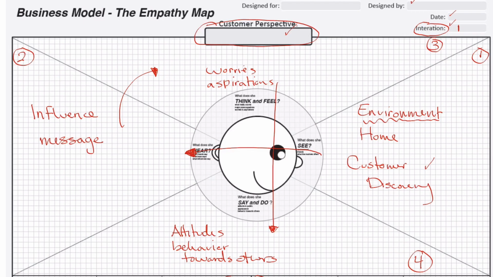So again, customer discovery is very important here. Otherwise, you're just going through the motions of filling stuff out. And as you're doing this, it's complete garbage. But if you have an understanding of your customer, it makes it easier to fill this stuff out.